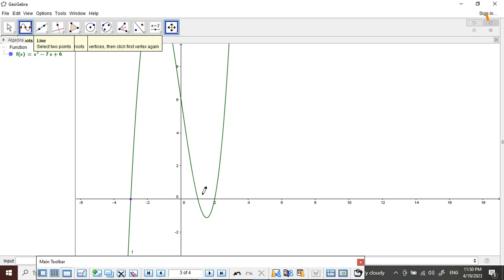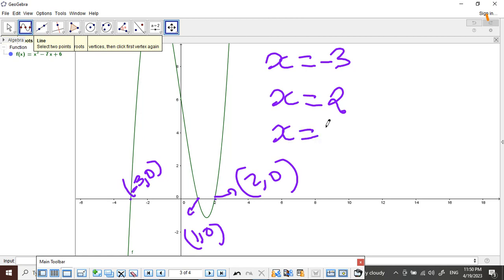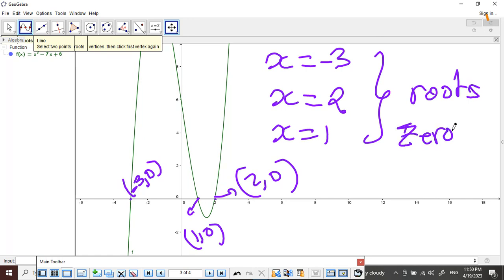The points are the intersections with the x-axis. What are the abscissas of those points? If I read them, this point is minus 3, 0. This point is 1, 0, and this point is 2, 0. It means, what are the values of x that make this function equal to 0? I have x equal to minus 3, x equal to 2, and x equal to 1. Those are called the roots, or also the zeros. Those are the points of intersection of the function with the x-axis.